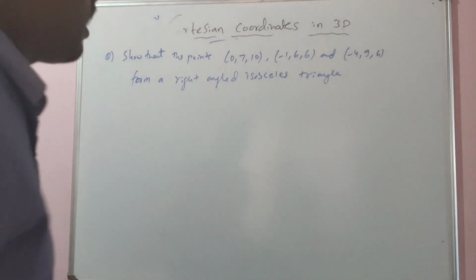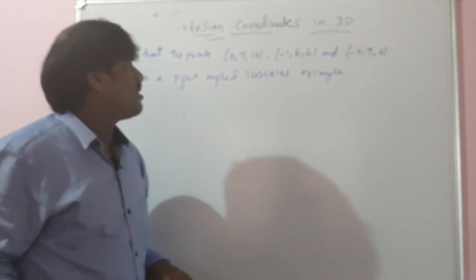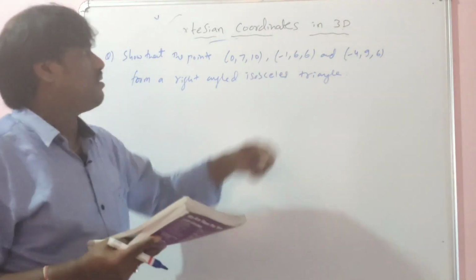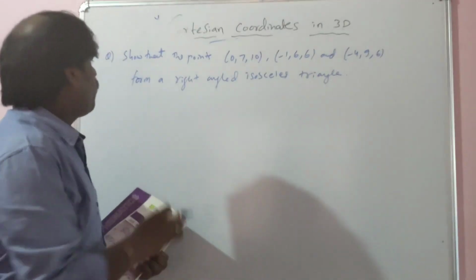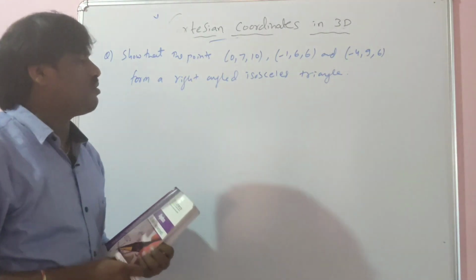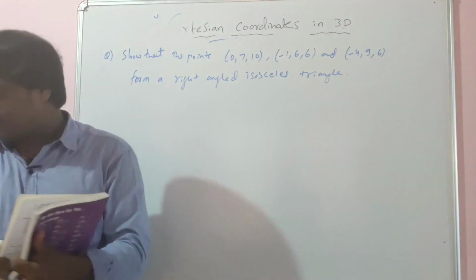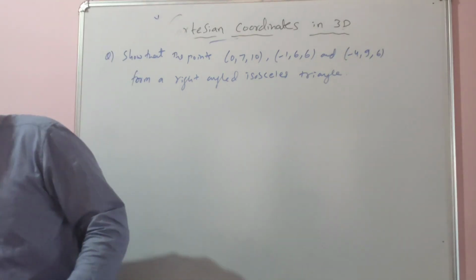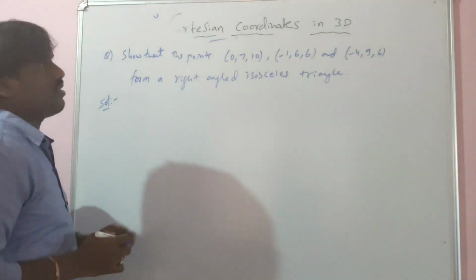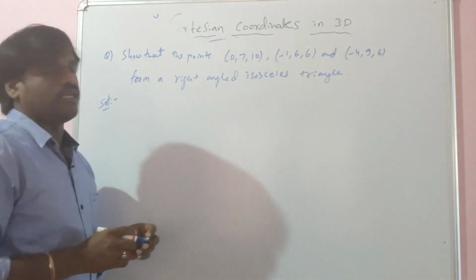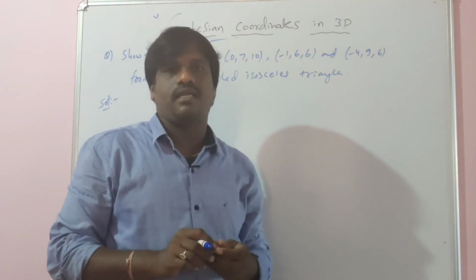Dear students, let us see here. Now based on that we are going to solve. Show that the points (0, 7, 10), (minus 1, 7, 6), (minus 1, 6, 6), (minus 4, 9, 6) form a right angle isosceles triangle. We are discussing the basic concept of that. So what you do here is check whether the triangle being formed is a right angle isosceles triangle.